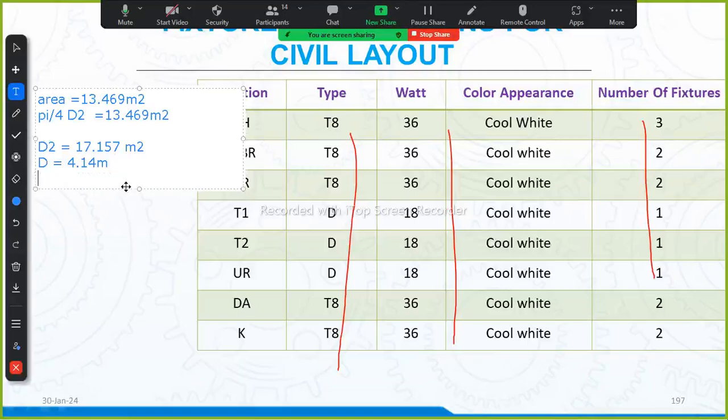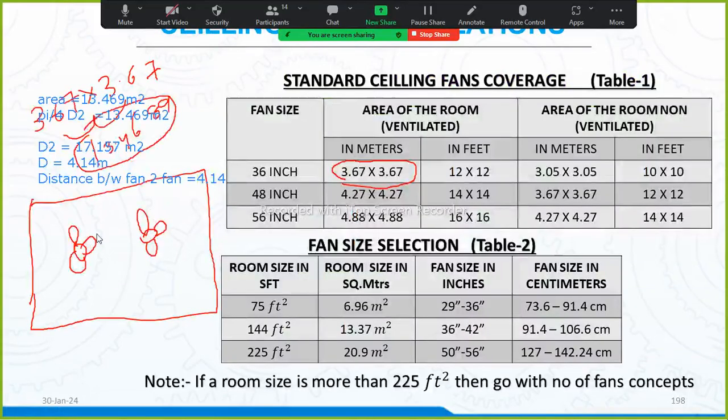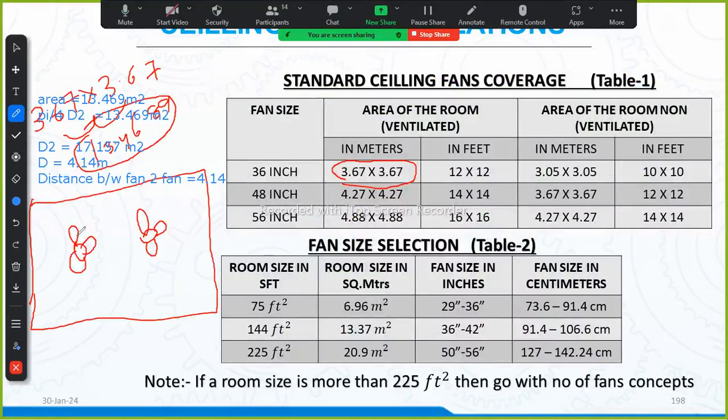Now what is d? d is nothing but the distance between fan to fan. So the standard distance I got here is 4.14 meters, from the center of one fan to the center of the other fan, C to C. But in this there is one drawback.